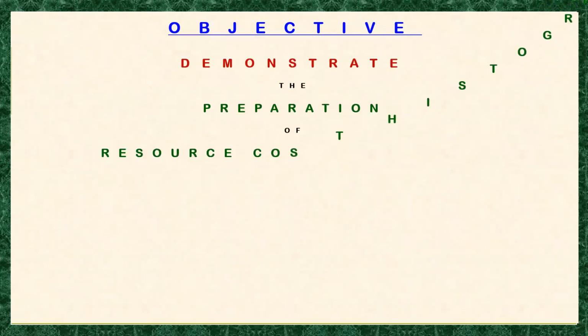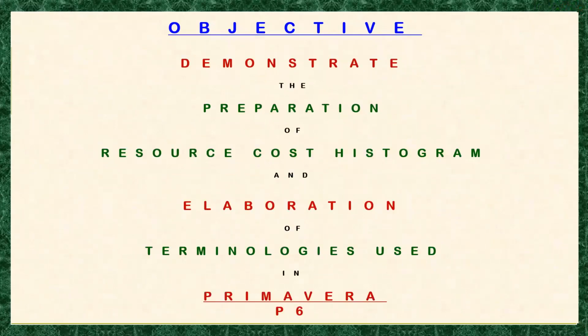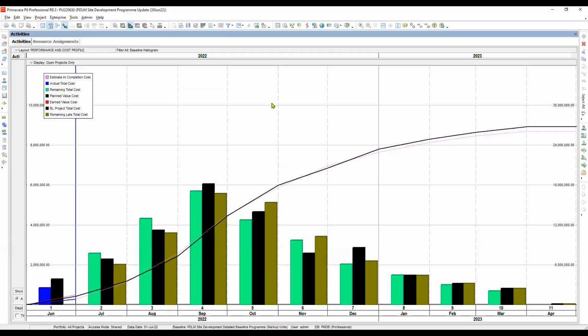The objective of this topic is to demonstrate the preparation of a resource cost histogram and the elaboration of terminologies used in Primavera P6. Let's open our project and create a layout for a resource cost histogram. So this is our previous project. We had just finished the profiling of the performance and cost. Now we will go to the cost histogram since we will be working on resource.